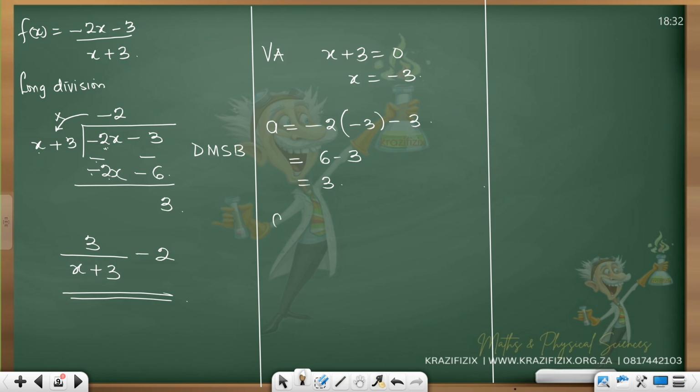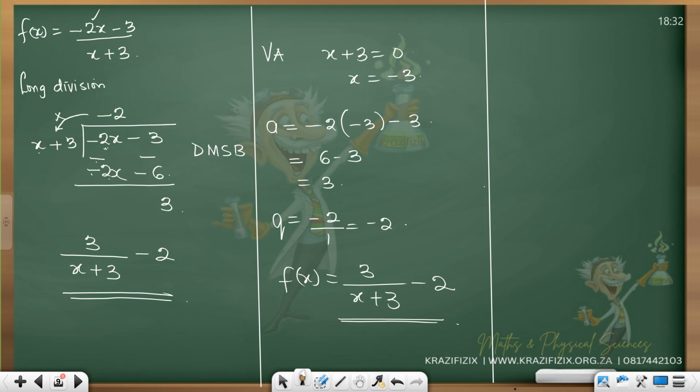Third step, find your Q. What is your Q? Coefficient of X at the numerator. What's the coefficient of X at the numerator? Negative 2, divided by the coefficient of X at the denominator, positive 1. So what's my equation? I can therefore write my f of X. What's my A? 3. What's my denominator? X plus 3.